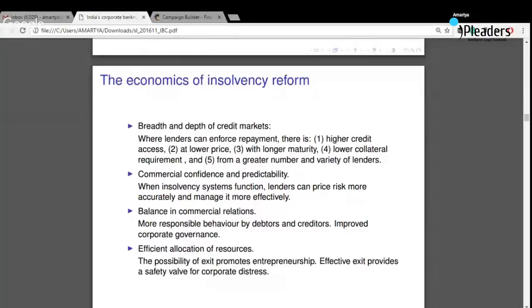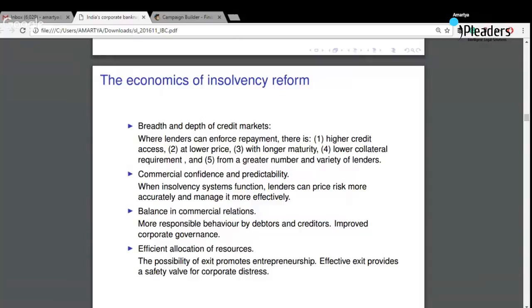So I'll move on to the slide which starts with elements of a sound insolvency system. Roughly, the economics of insolvency reform should focus on 4 broad points. The slide on economics of insolvency reform talks about breadth and depth of credit markets. In a situation where lenders are able to enforce repayment, a lot of good outcomes happen. For example, there is greater credit access.